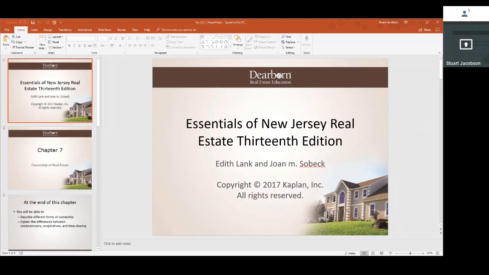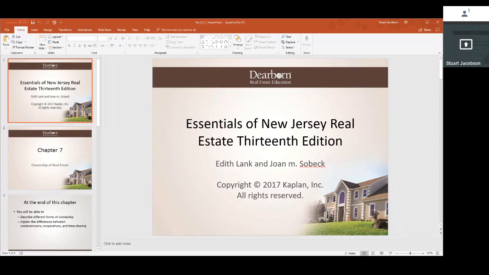Joint tenancy. Let's talk about this. Joint tenancy is two individuals. They must meet the requirements of what we call the four unities. The four unities, I refer to them with an acronym called T-TIP.